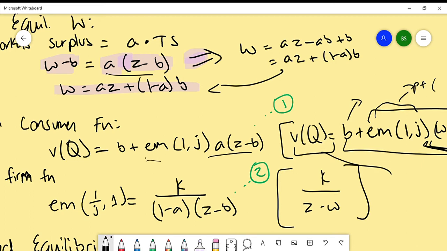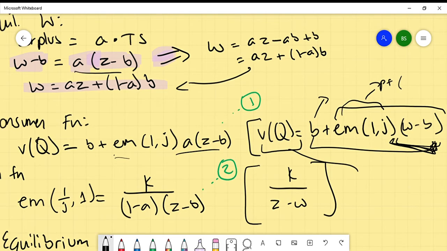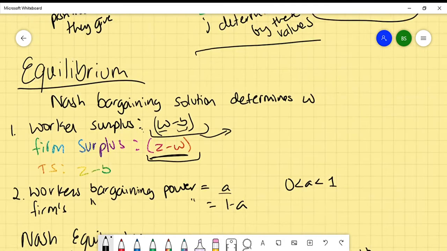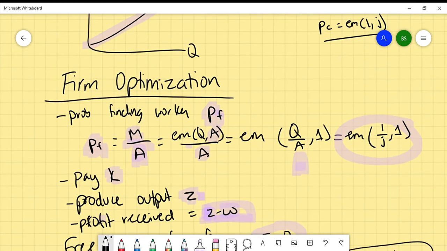Now the firm function again was EM 1 over J comma 1 equals, okay, I do not remember this. I literally only remember this one. I remember the consumer function, but for this firm function there was like two other things. What? Let's go again, because I do not remember this. Is it firm optimization maybe?